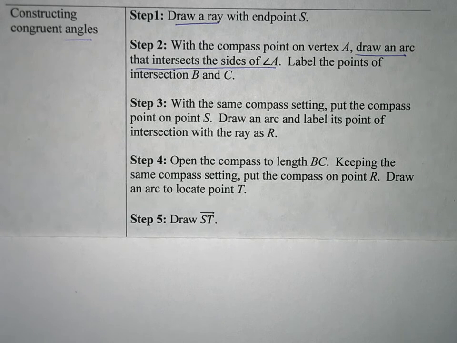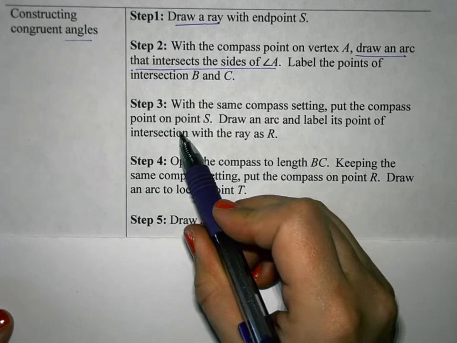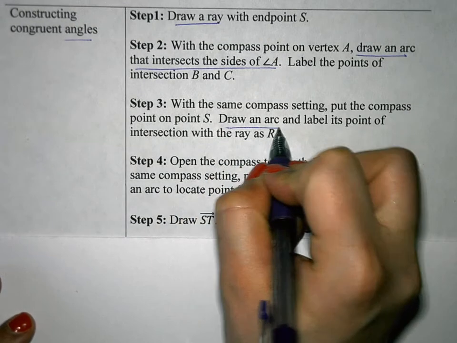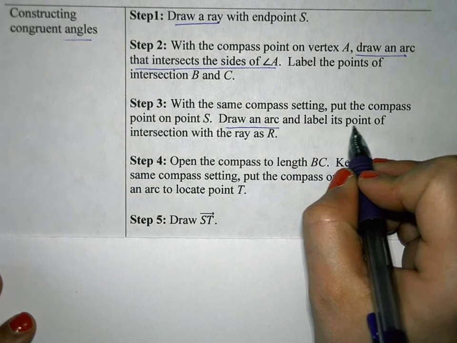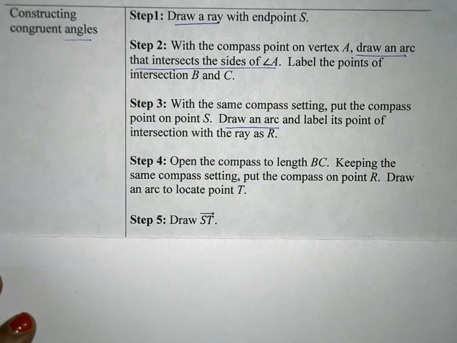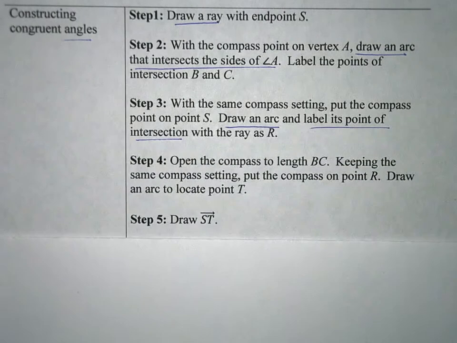So then just like with constructing congruent segments, with the same compass setting, we're going to put that compass on point S, and we're going to draw an arc, and label the point of intersection with the ray as R. So we're going to draw an arc and then label the point of intersection. Then, that gives us a congruent segment of the bottom of the angle.